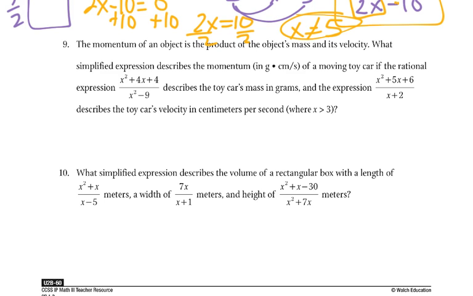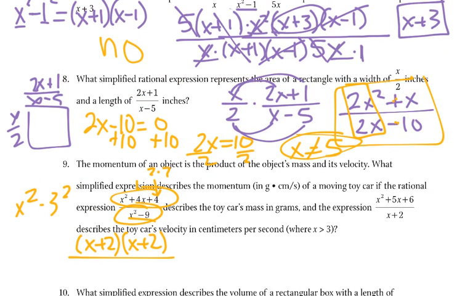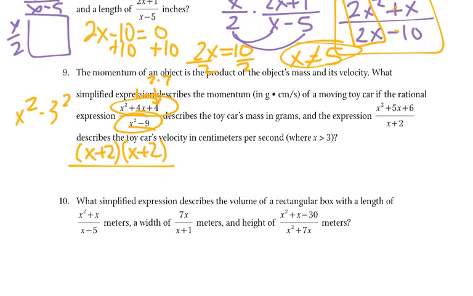Okay, describe the toy car's velocity in centimeters per second where x is greater than 3. Okay, so we multiply these two guys together, right? Now we can simplify these right off the bat. So let's do that to begin with. Okay? So factors of 4 that would add up to 4 would be 2 times 2. So we get x plus 2, basically squared, times x plus 2. Over this one, difference of squares, that'd be x squared minus 3 squared. So following that same rule, be x plus 3, x minus 3.